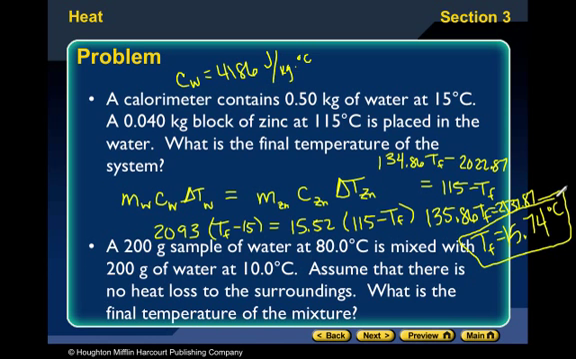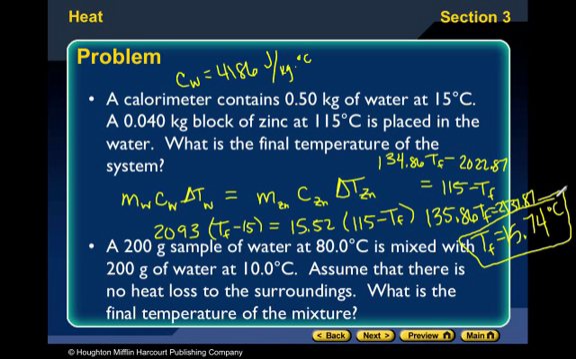Does that make sense though? So water started at 15, but the final temperature is 15.74. So the water heated up because of the transfer. Right, because the zinc started at 115 and then it cools all the way down to 15.74. Does that make sense? Zinc is weak. This water is so big.